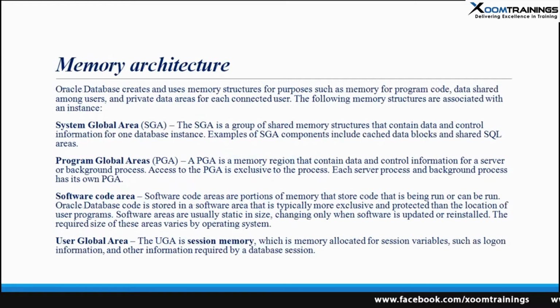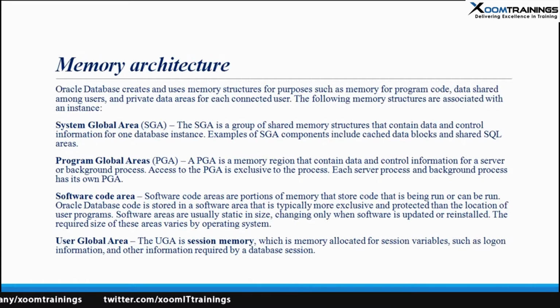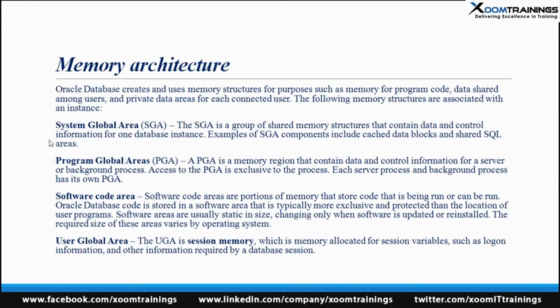Let's go from the first kind of architecture, that is the memory architecture. In memory architecture, Oracle is broadly classified into 4 areas. First, we have the system global area, the program global area, the software code area, and the user global area. Among these, the system global area and the program global area, commonly known as the SGA and PGA, are very important for a DBA.